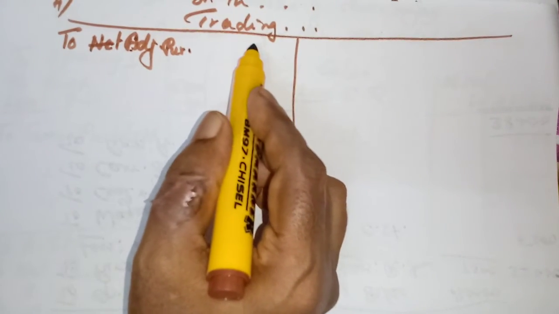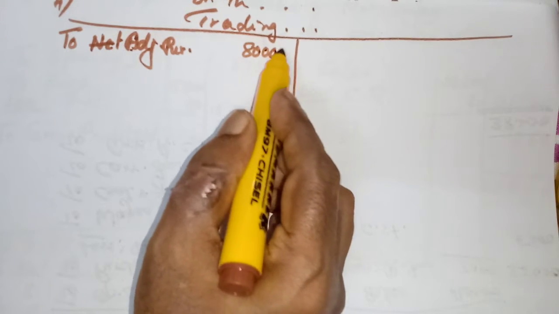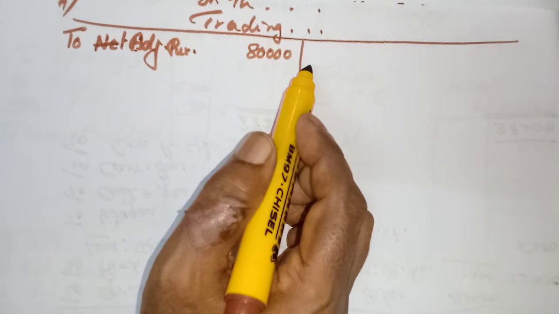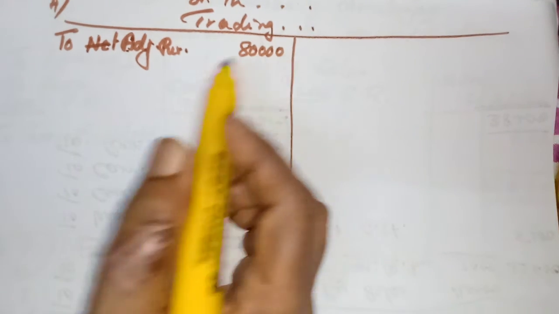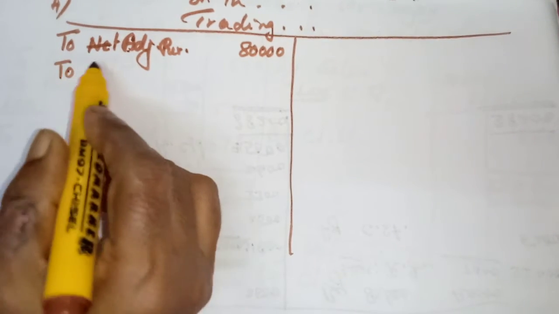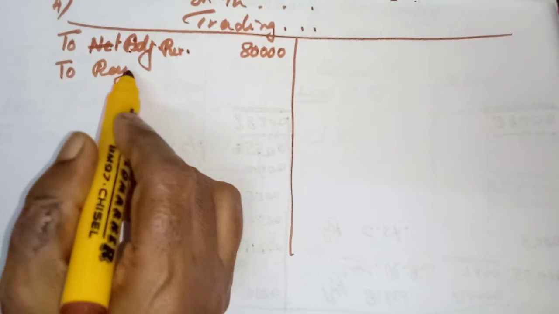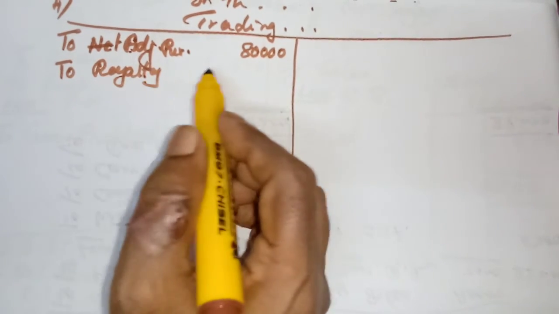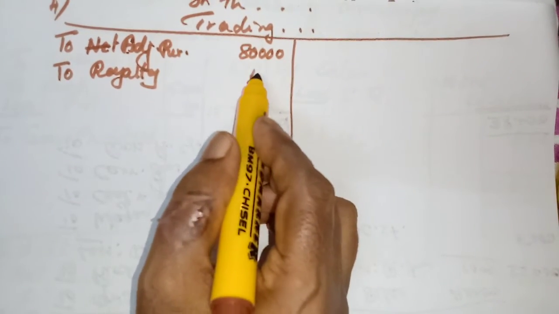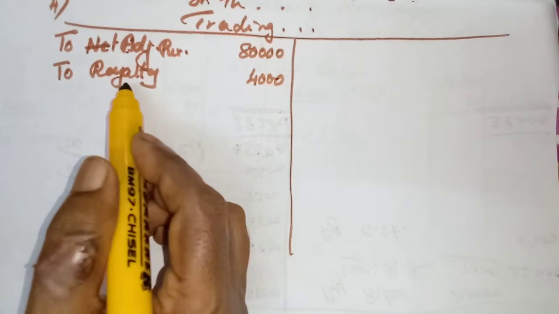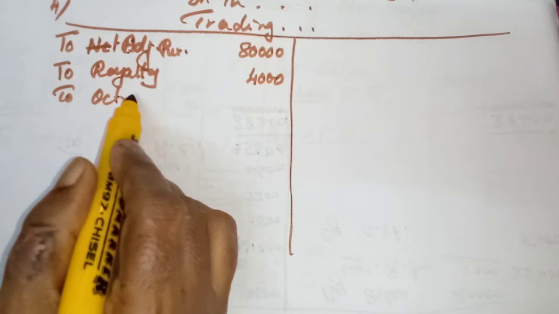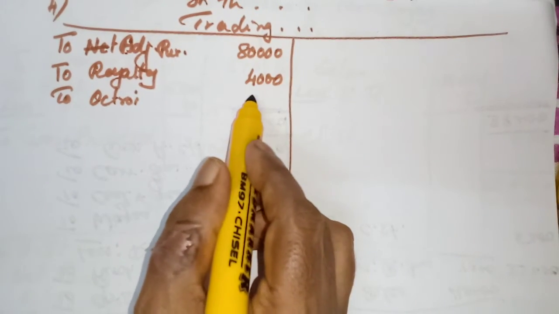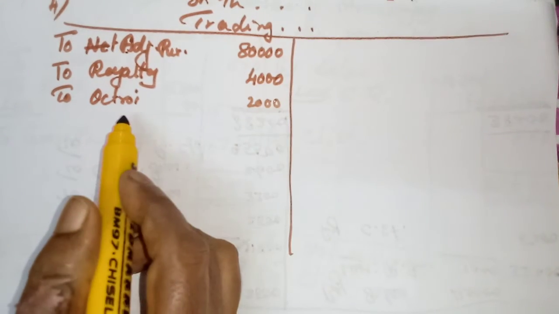Okay, 80,000. Opening stock and closing stock will not come. Okay, adjusted purchases. Then all the direct expenses. Here royalty on purchase of goods, so it will come. Okay, 4,000. Then octroi. This also on purchase only, so it will appear. On selling of goods means it will not appear.